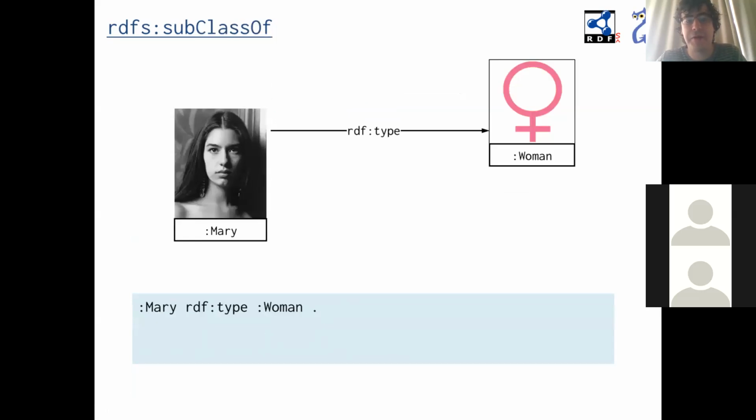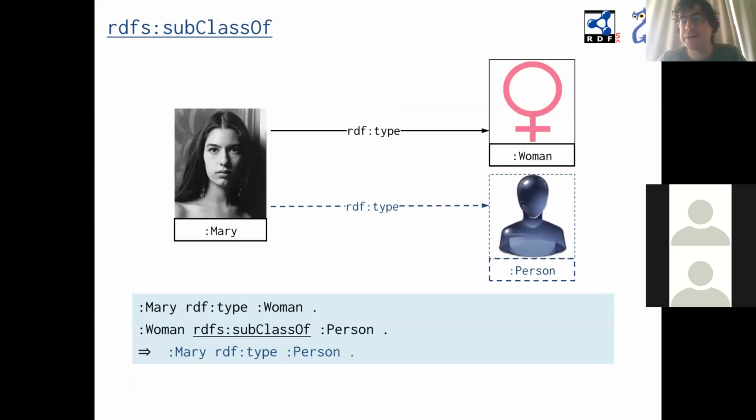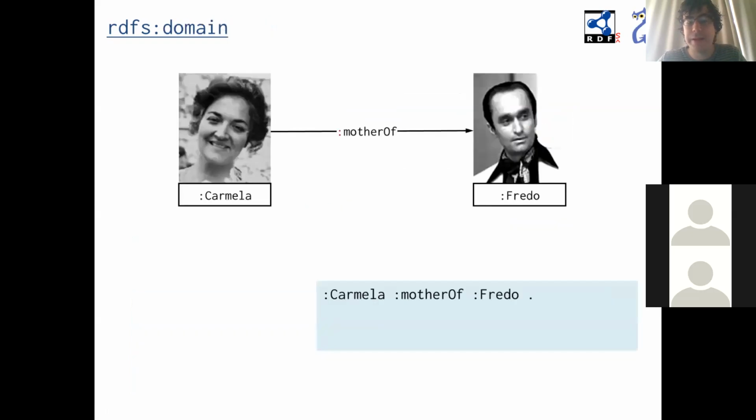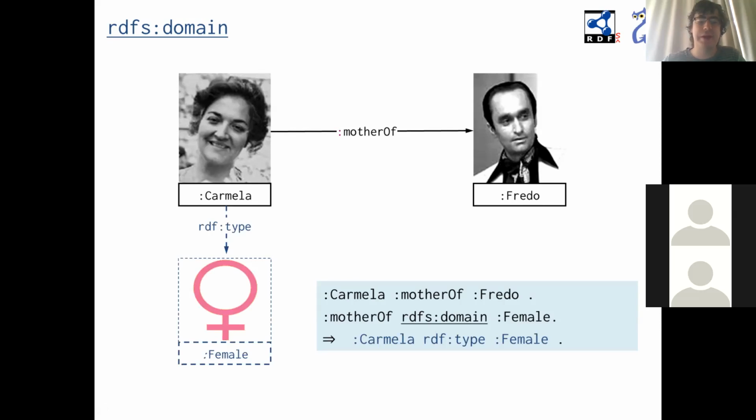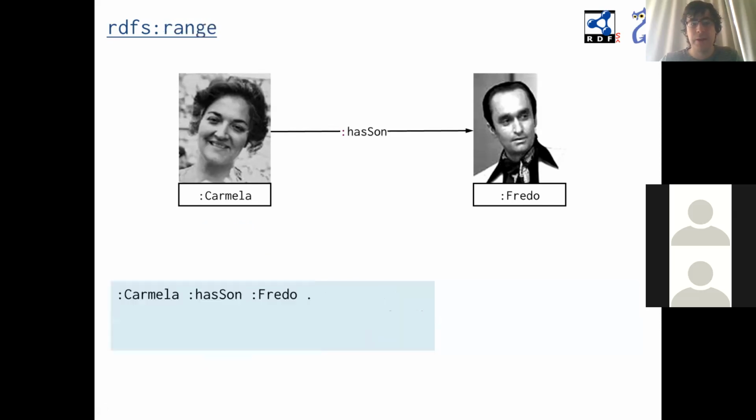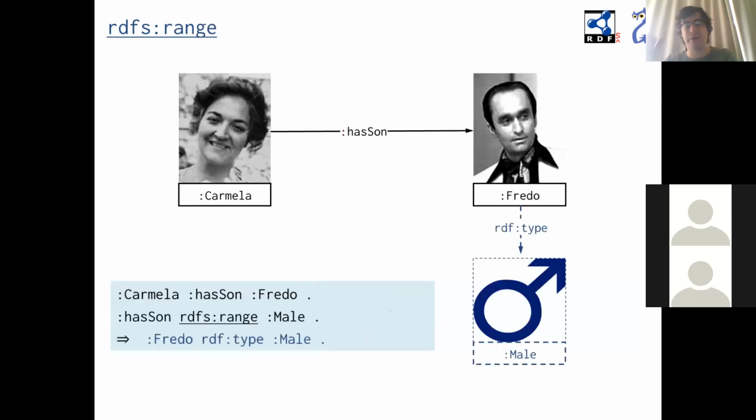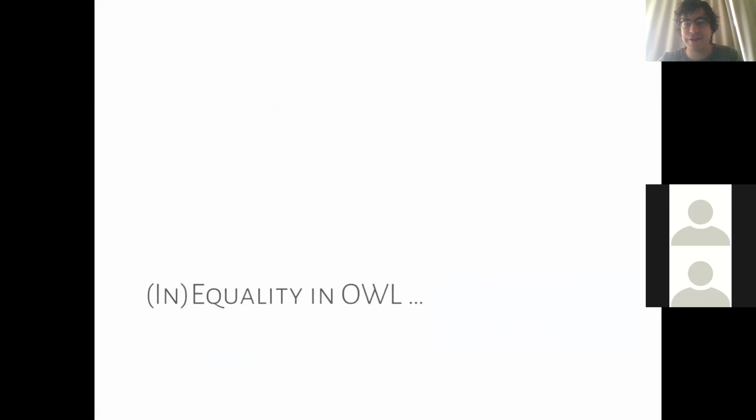Subclass: if we see that Mary is of type woman, and woman is a subclass of person, then we conclude that Mary must be of type person. Okay, so domain: if we have that Carmela is the mother of Fredo, and we have that mother of has domain female, then we would conclude that if these triples are true, Carmela will be of type female. For range: Carmela has son Fredo, has son has range male, and therefore we could conclude that Fredo must be of type male. So this is just to get warmed up with the examples.